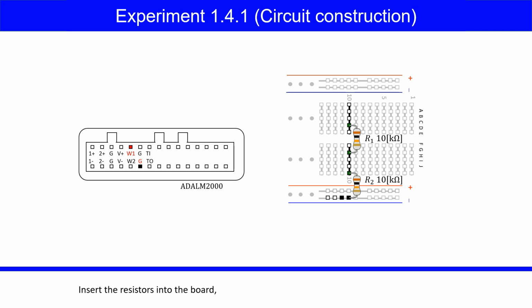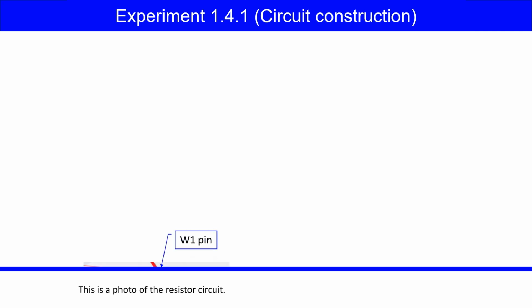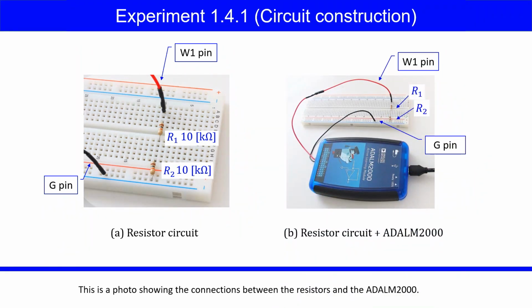Insert the resistors into the board and connect them to the signal generator. This is a photo of the resistor circuit. This is a photo showing the connections between the resistors and the ADALM2000.